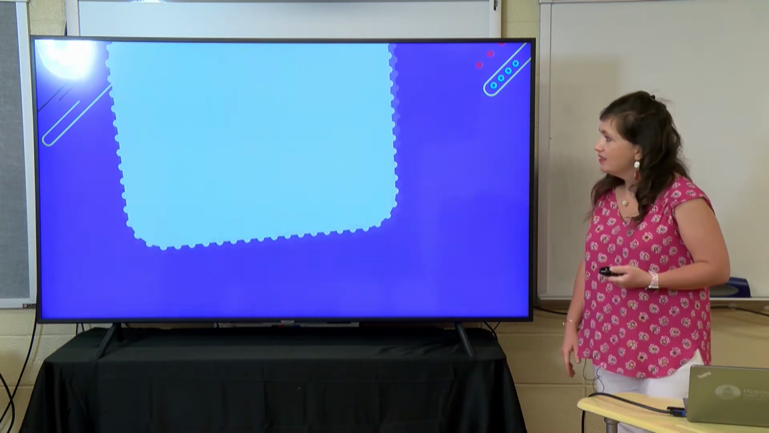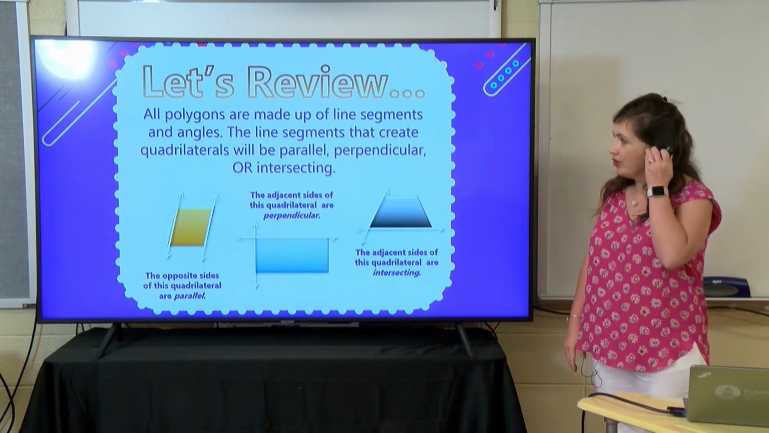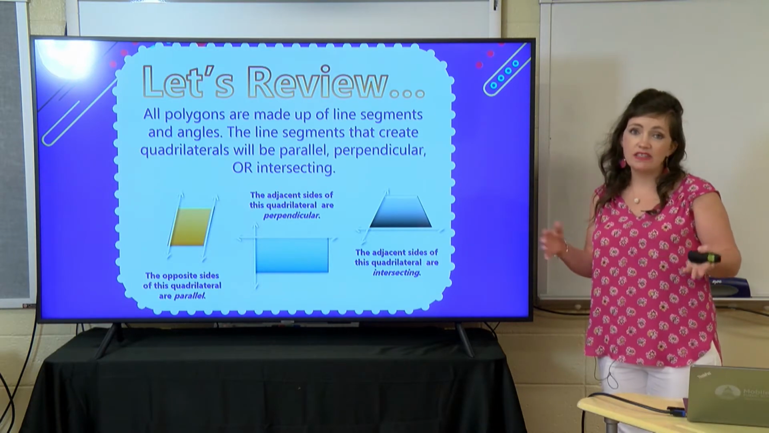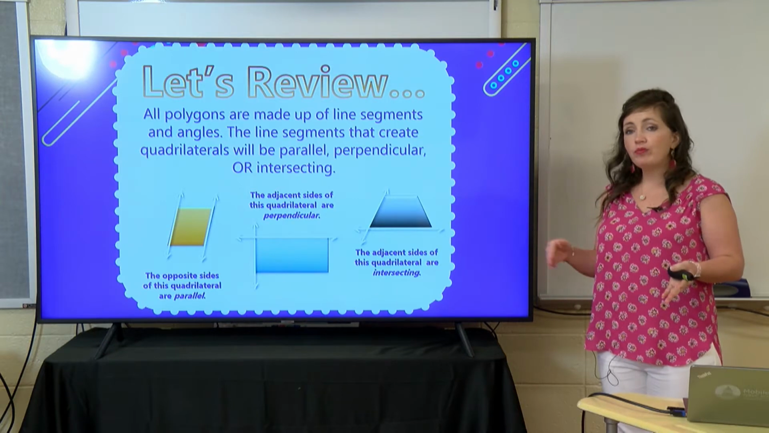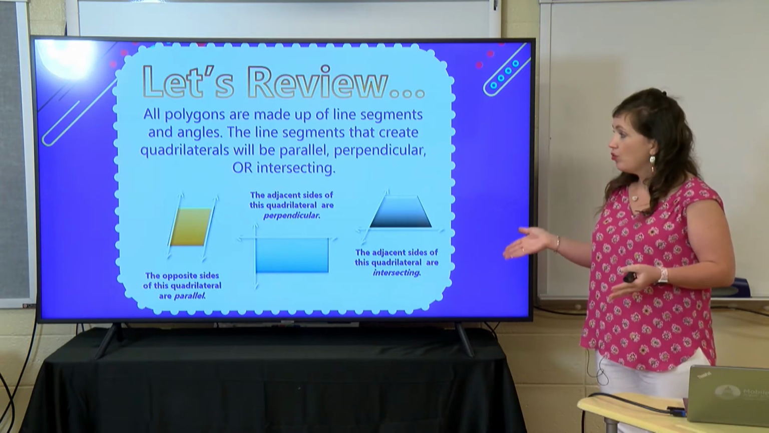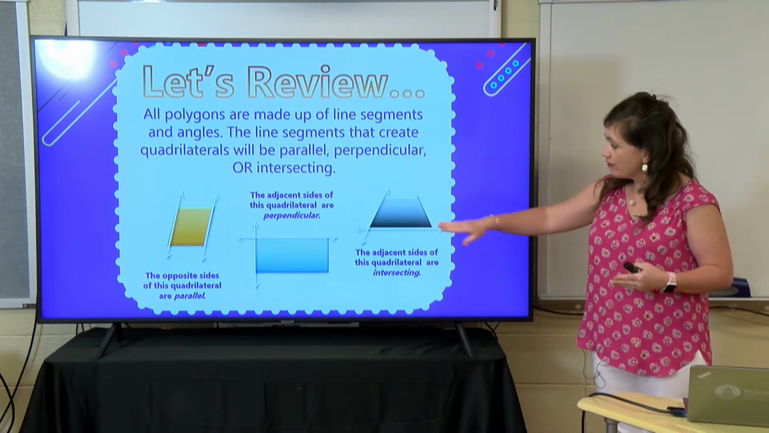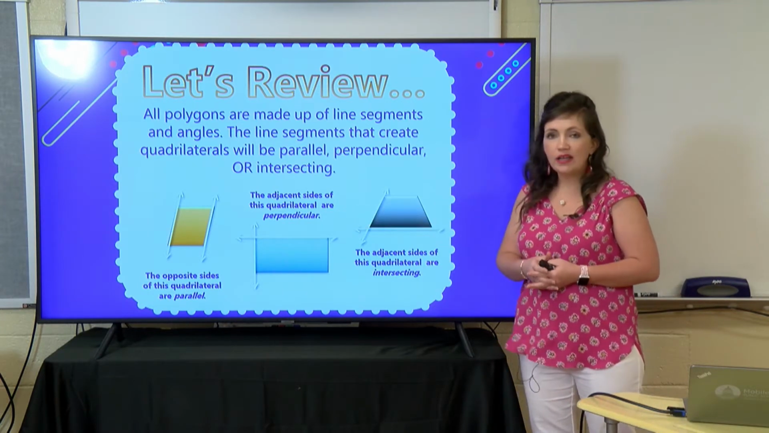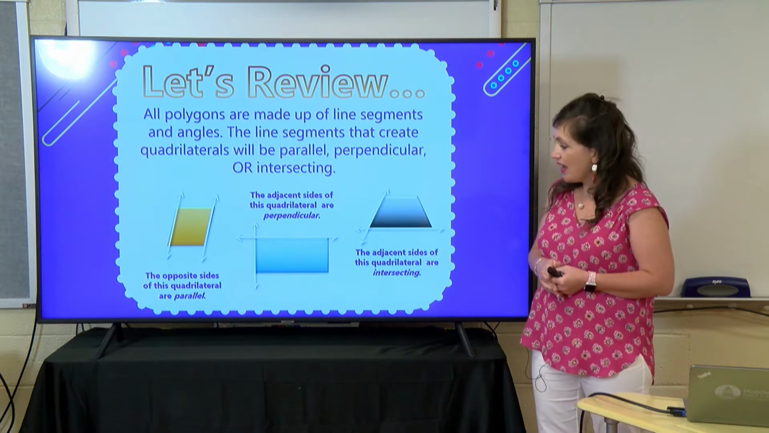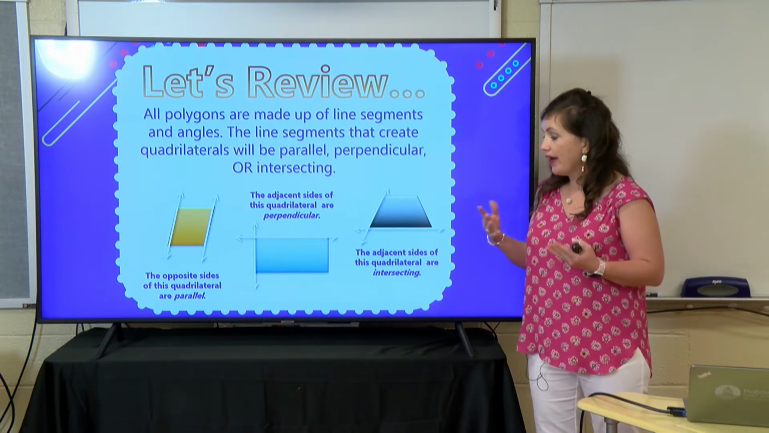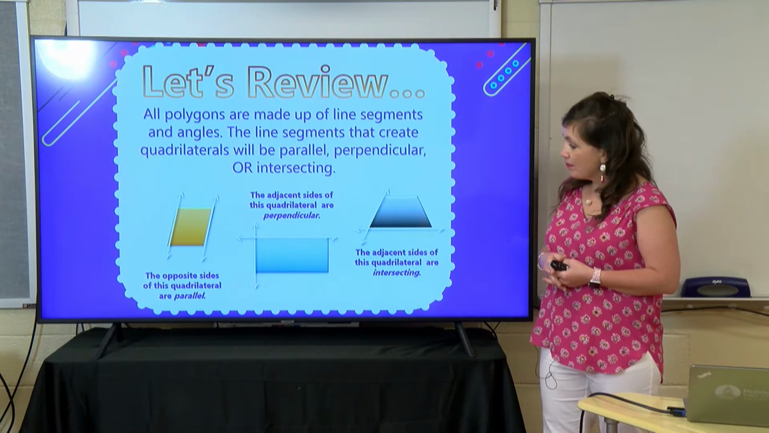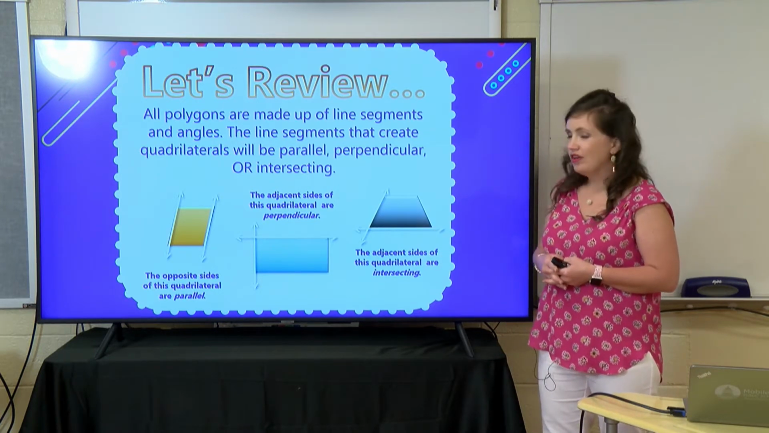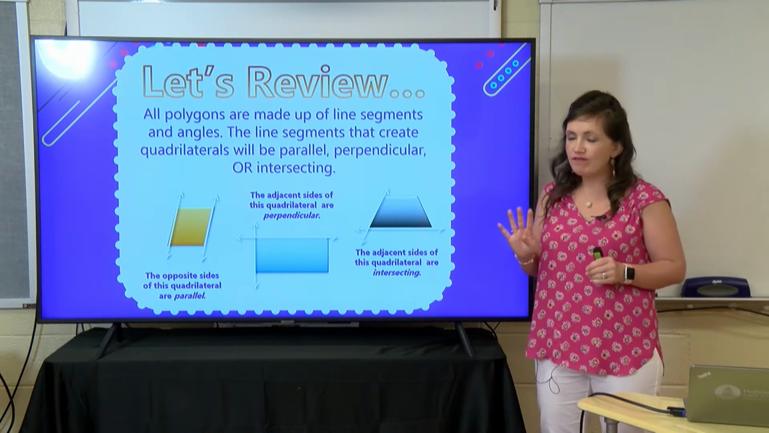All right, so let's review. We know that all polygons are made up of line segments, and there's lots of different types of polygons. When we look at polygons, you can observe the different angles in each polygon. So if you look at the yellow figure, you can see that the opposite sides are parallel. Because it's a 4-sided figure, we know that it's a quadrilateral. Remember that quad means 4.